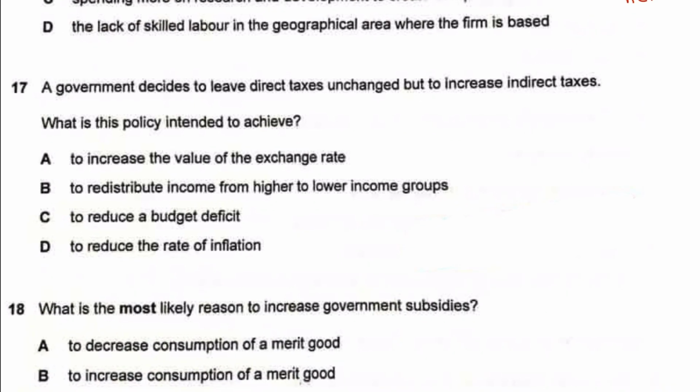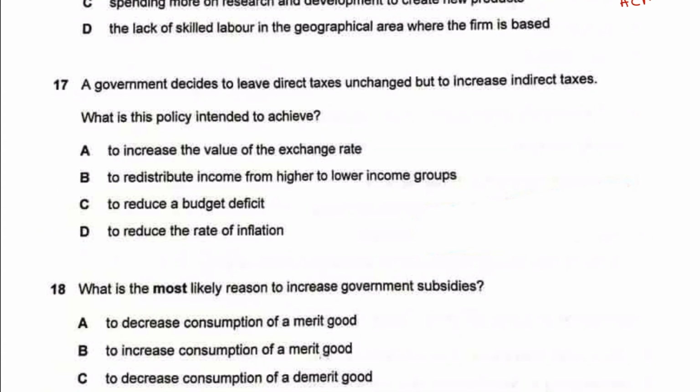Question number 17 says the government decides to leave direct taxes unchanged but to increase indirect taxes. What is this policy intended to achieve? An increase in the value of the exchange rate. This will definitely not happen. To redistribute incomes from higher to lower income groups. B is not the answer, because increasing indirect taxes would work the opposite way, because indirect taxes are regressive in nature, right? So that would create more unequal distribution of income.